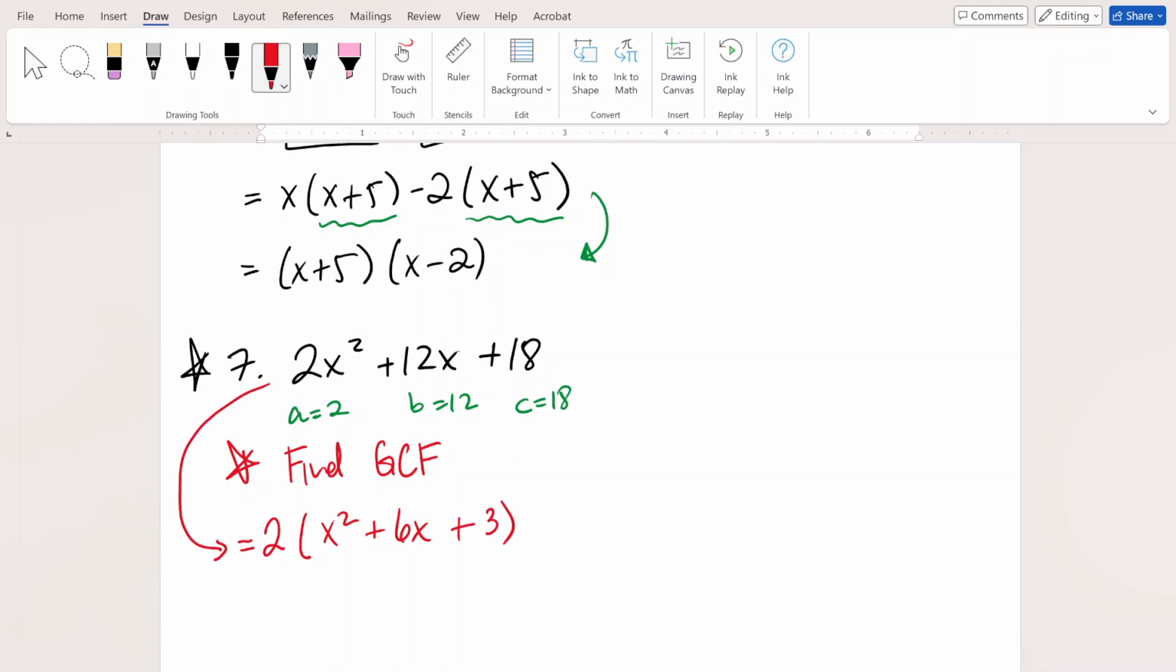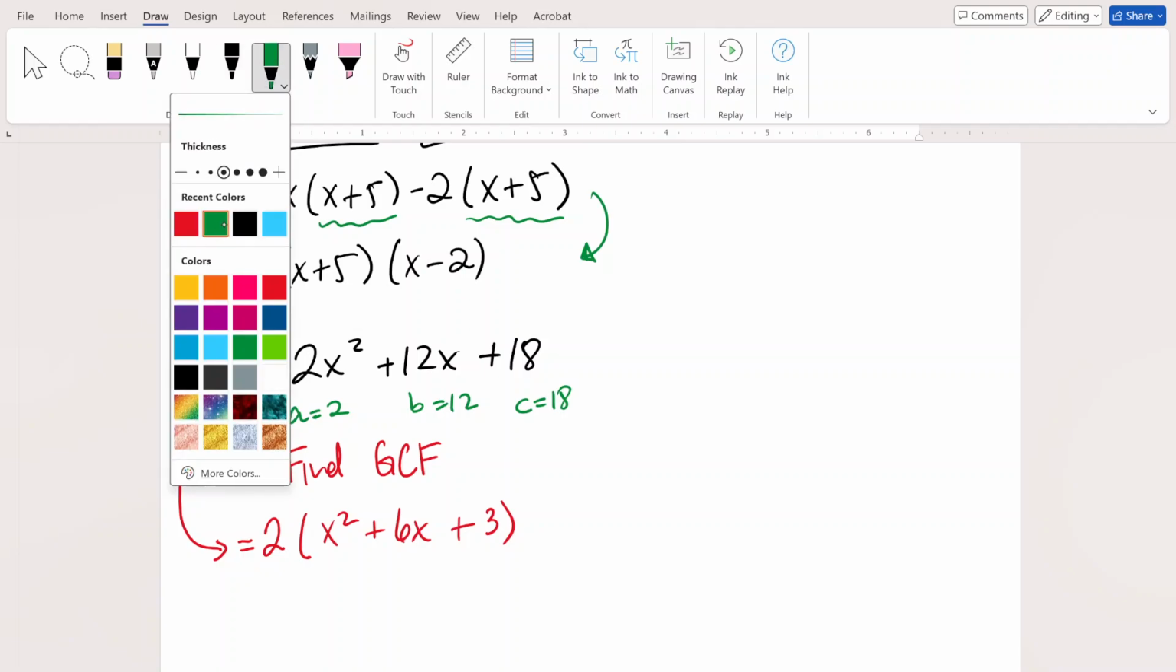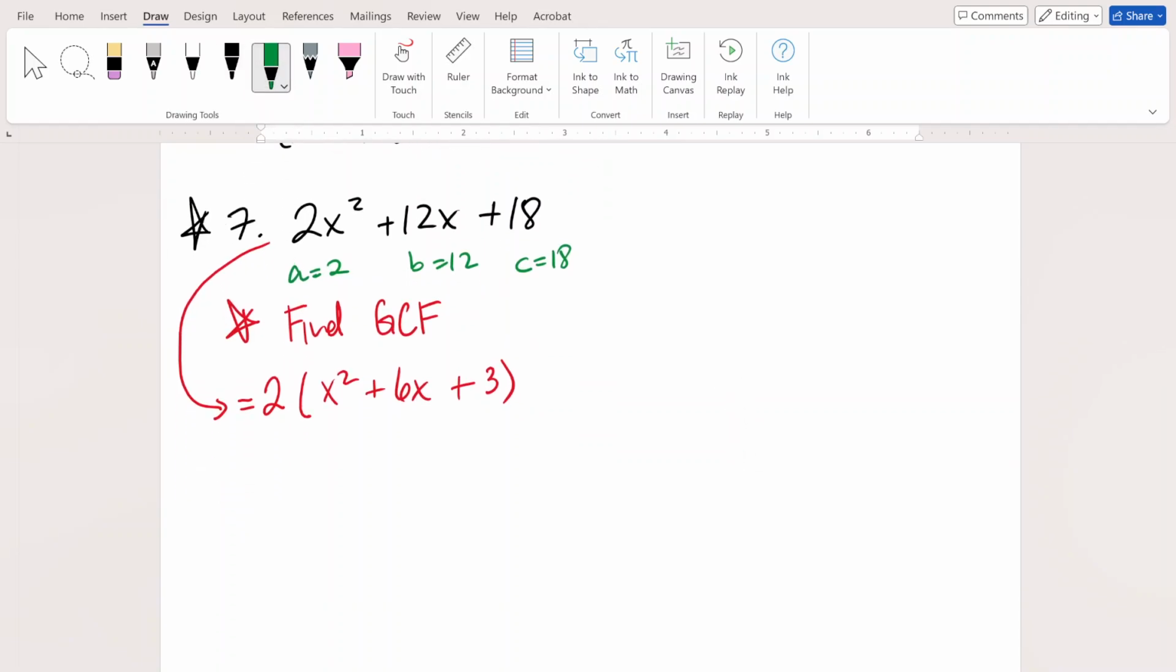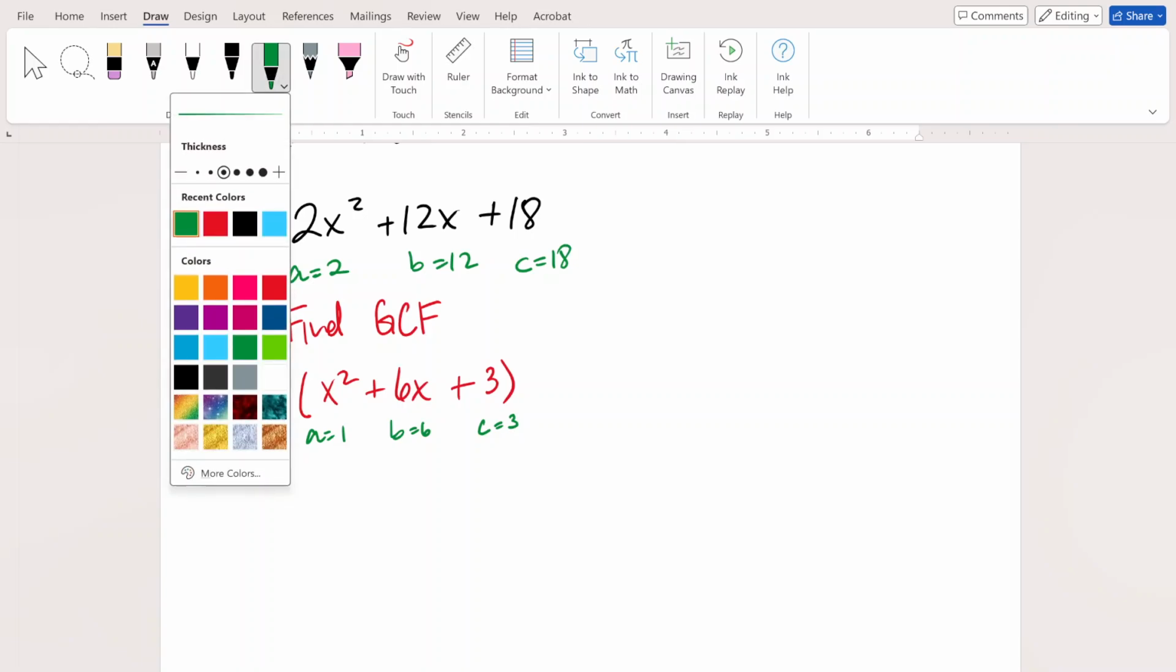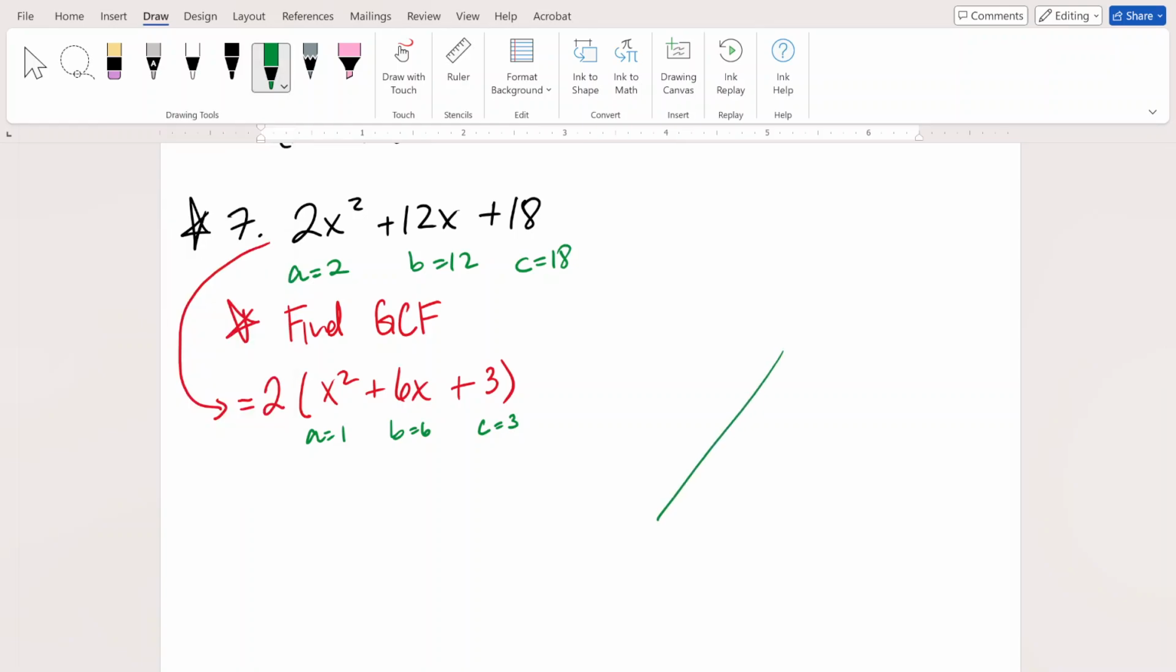Now, because of this, I will now refocus on factoring just this trinomial here, where the a is 1, b is 6, and the c is 3, just like we've done before. And so, doing my work on the side here, a times c is 3, b is 6, two numbers that multiply to 3.